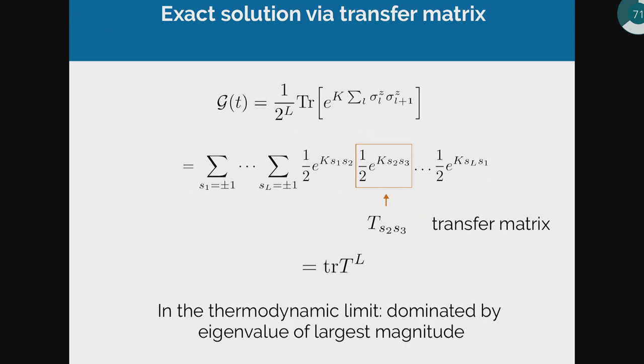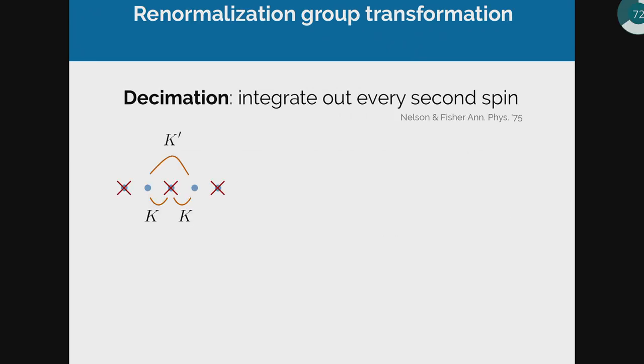But now we want to use this representation of the partition function in terms of the transfer matrix to construct an exact renormalization group transformation, and a very easy one. In particular, a simple decimation, a real space decimation transformation where we integrate out every second spin in one RG step. So initially, you have a set of spins indicated by the blue dots here, and they are coupled initially by some coupling K. Now we want to get rid of every second of these spins and to find a new effective theory for the remaining spins, which are now described in general by a new coupling K prime.